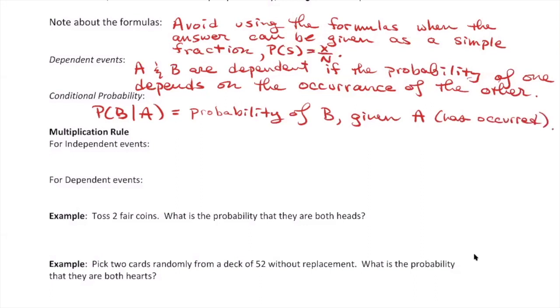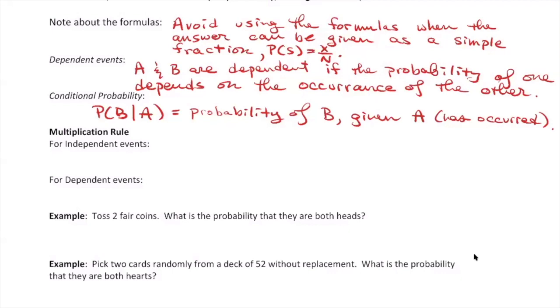The probability of B given A has occurred. We need that because if A and B are dependent events, then the probability of B depends on whether A has happened. So sometimes when you do probabilities, you need to make assumptions about what's the condition here, what's happened, because sometimes the conditions affect the probabilities, which are called conditional probabilities. Any questions about that?